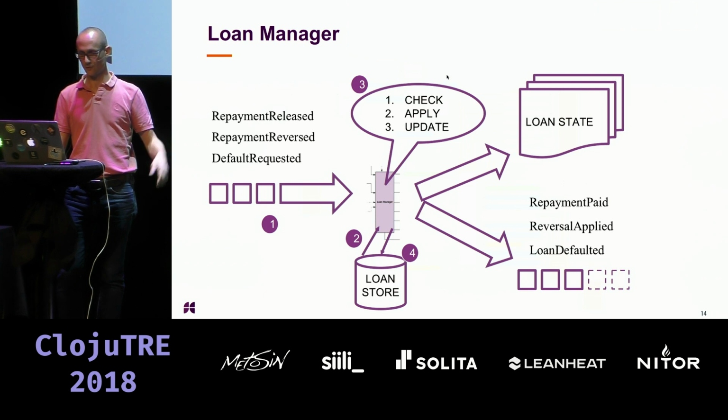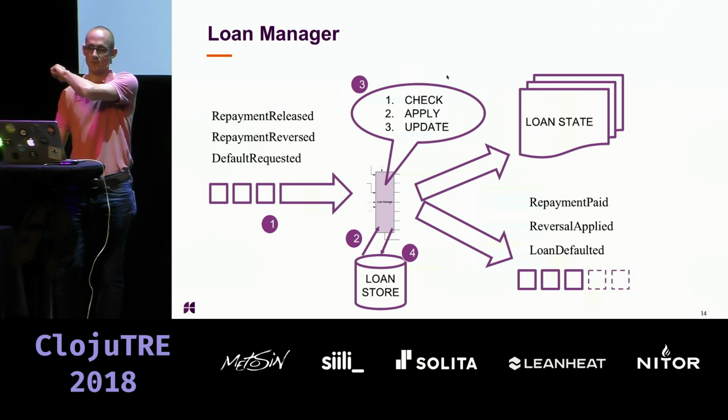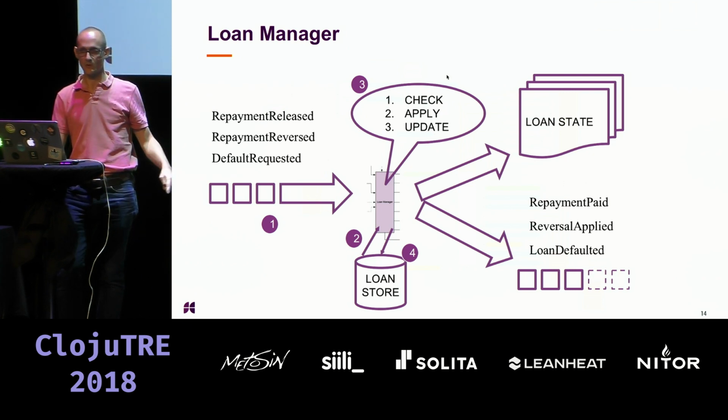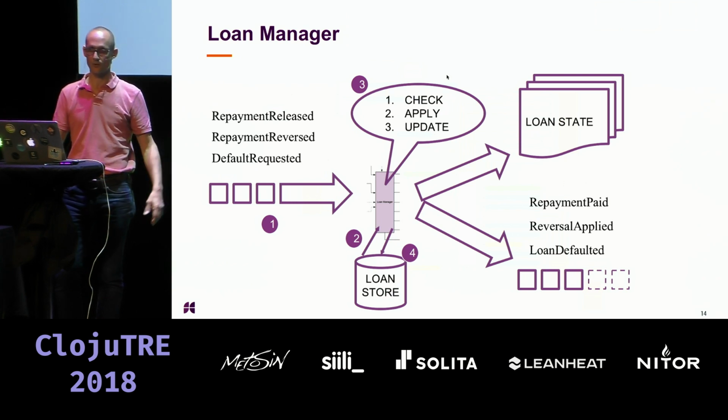And we have a few more of these events. So we can also receive repayment reversed. And in this case, we have to react and say, hey, reversal applied, default requested. If, for example, the loan hasn't been repaid for quite a while by the customer. And then we say, hey, loan defaulted.